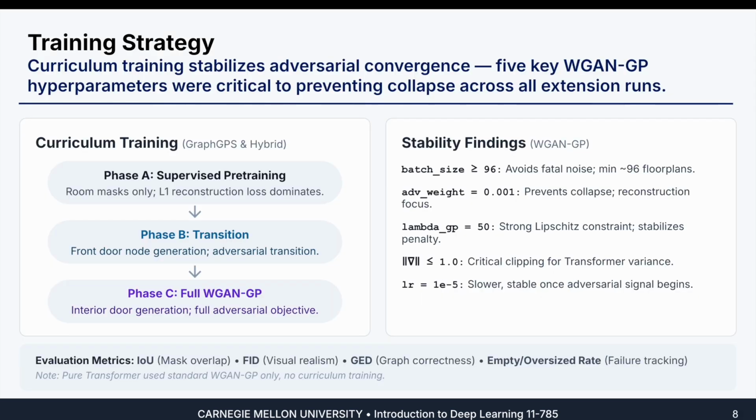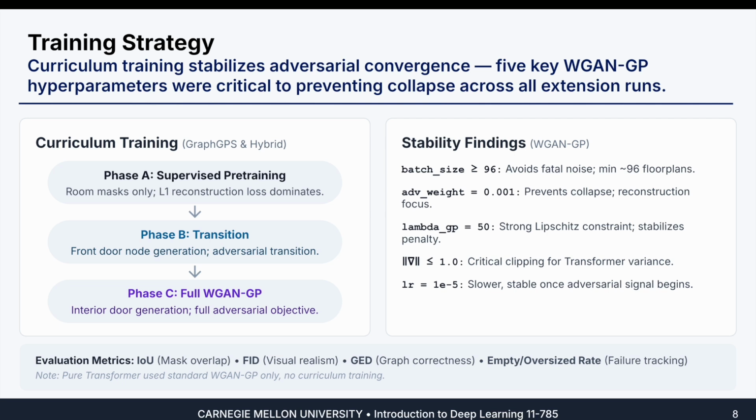In addition, we use a curriculum training strategy. We first trained the model in a supervised setting to learn basic room layouts, and then introduced adversarial training while adding front doors. Then we incorporated full adversarial training while generating interior doors. This stabilizes training since GANs are very unstable early on.